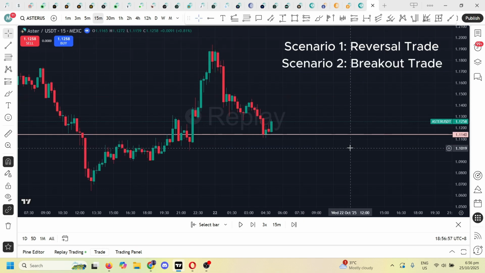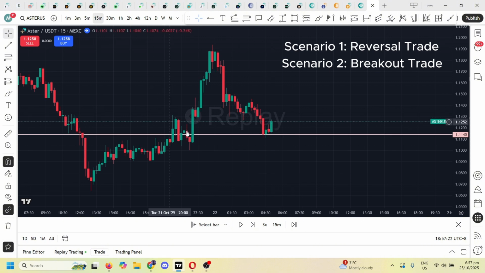Now let's talk about scenario 2, which is the breakout trade. We know that as price action taps a certain support or resistance level more times, it becomes weaker and eventually it breaks. So if you're expecting a certain zone to break, wait for the price to close below this support with momentum before entering the trade. Don't jump in immediately. Wait for the retest of this level. If it holds, it's a confirmation to enter.